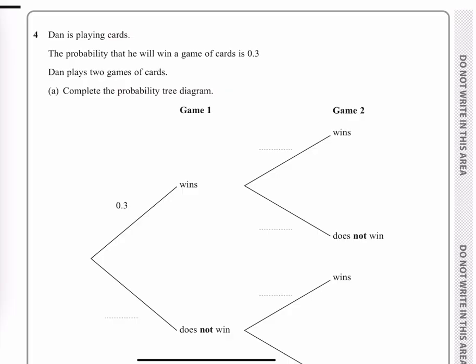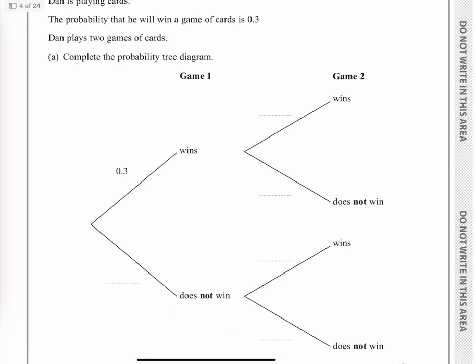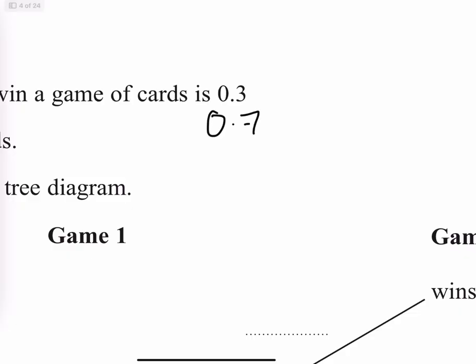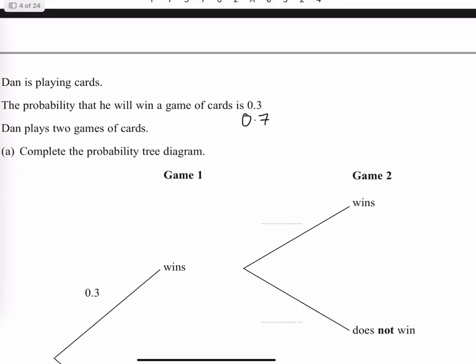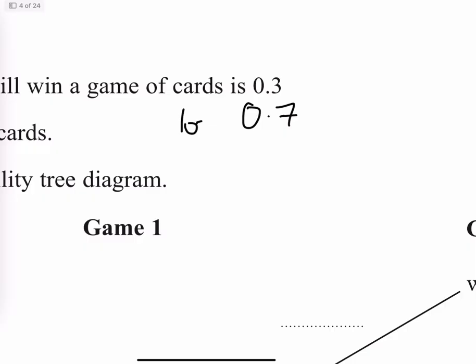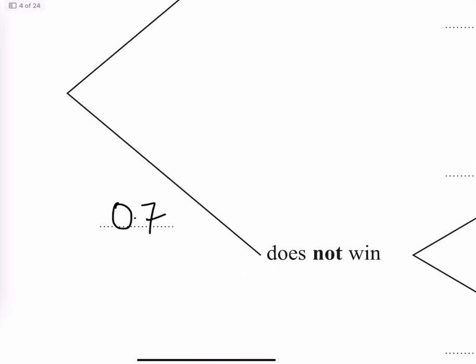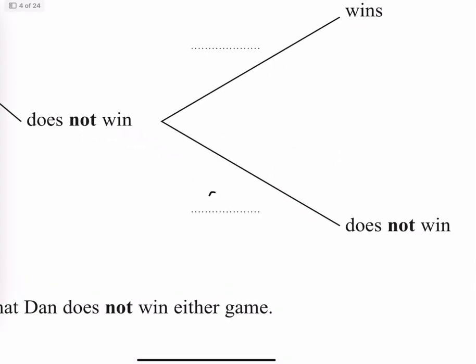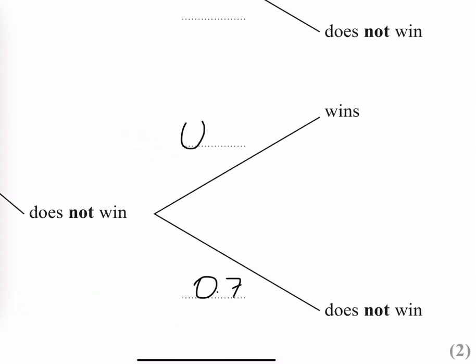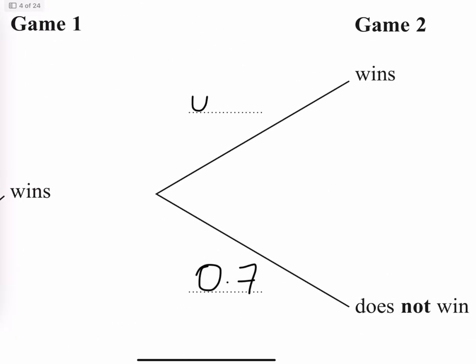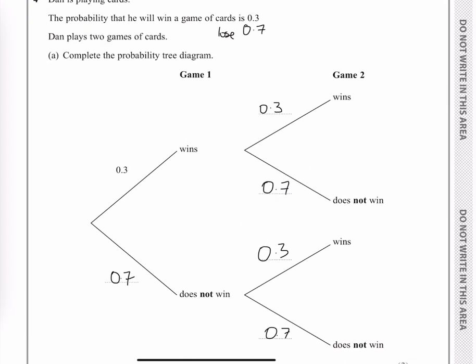Right, question 4. So if the probability that he wins is 0.3, the probability he loses is therefore 0.7. So this must be 0.7. This must be 0.7. This is 0.3. And this is 0.7. And this is 0.3. There we go. Wasn't that easy?